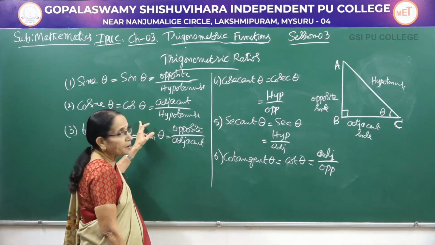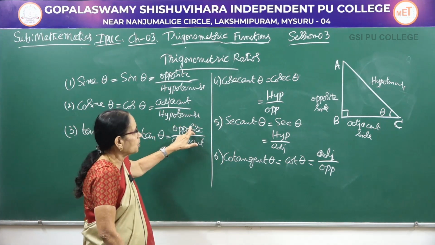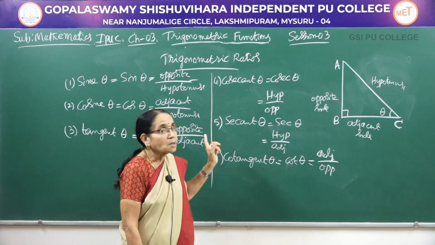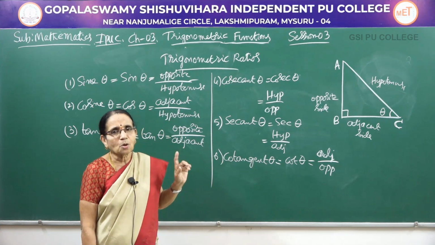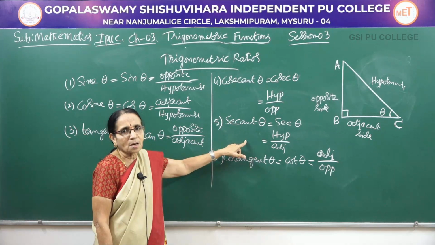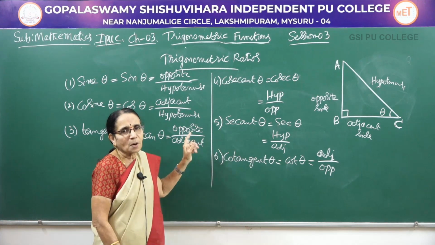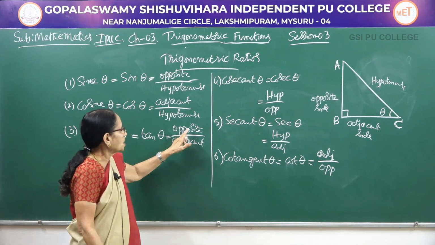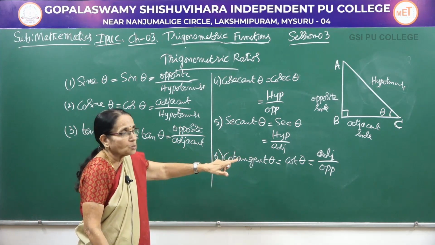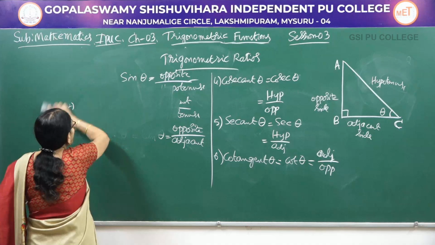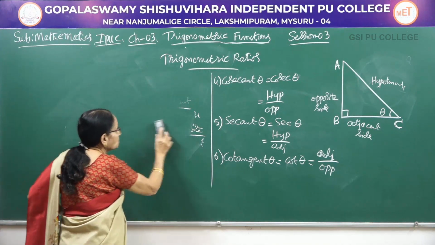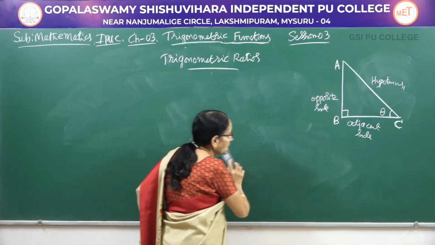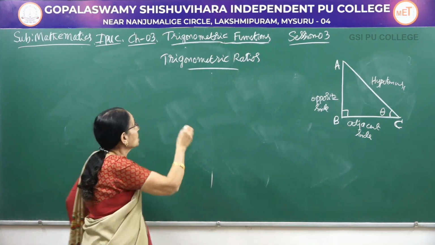Now, come to the next one, cos theta. It is adjacent over the hypotenuse, and how is secant theta defined? It is hypotenuse over the adjacent side. Again, this is the second pair of reciprocal ratios. You can write cos theta as 1 by secant theta, and secant theta can be written as 1 by cos theta, isn't it? Similarly, you can consider the tan theta and cot theta. It is opposite over adjacent, and there it is adjacent over the opposite side. Therefore, by the basic definition of the trigonometric ratios, we have seen that there are 6 ratios and they become 3 pairs of reciprocal ratios.